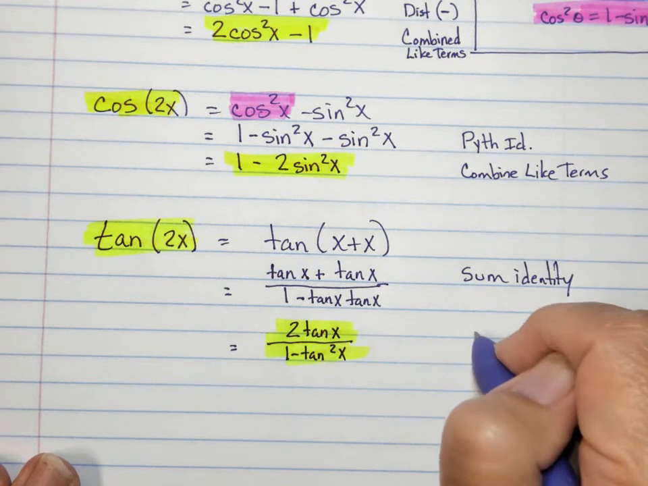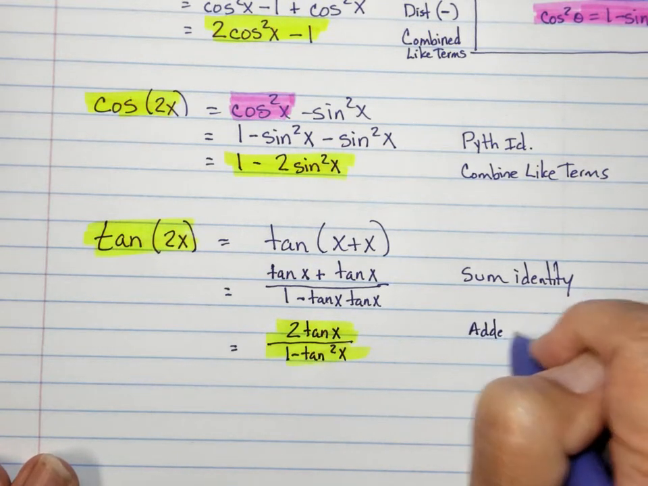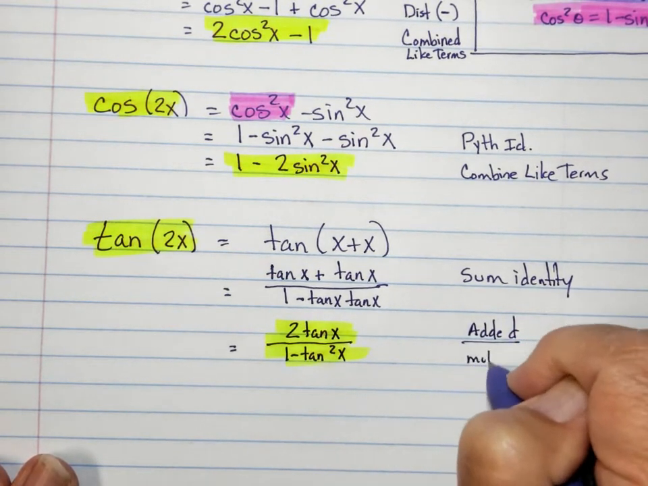So what did I do to get from here to here? I added in the numerator, right? And then I multiplied in the denominator.